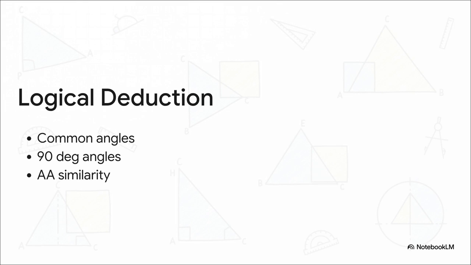Step 1. Identify common angles. The small triangle ADB and the large triangle ABC both share the exact same angle A. Step 2. Note the 90-degree angles. Triangle ADB has a 90-degree angle at vertex D, while the large triangle ABC has its 90-degree angle at vertex B. Step 3. Because two angles perfectly match, we can confidently apply the AA, or angle-angle similarity test. This seamlessly proves that triangle ADB is similar to triangle ABC.